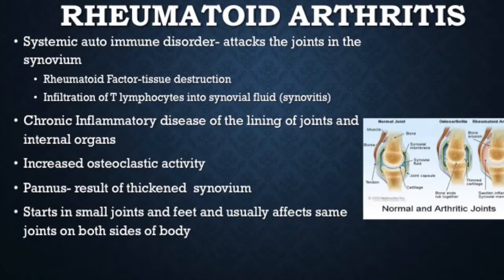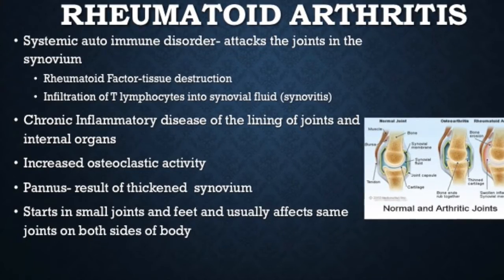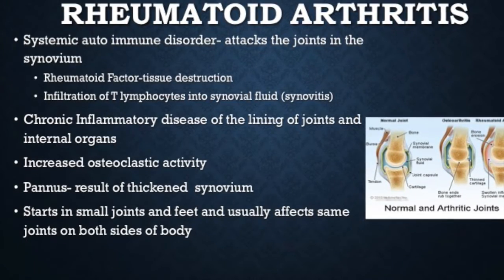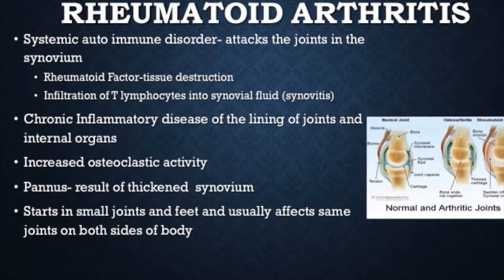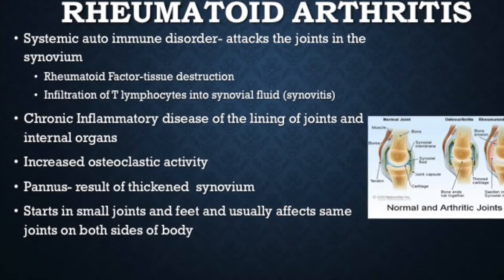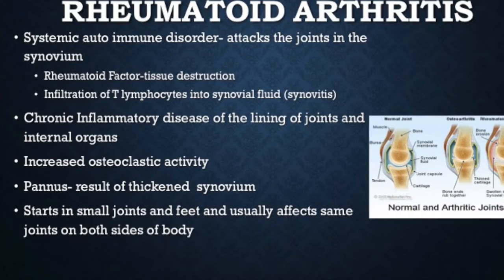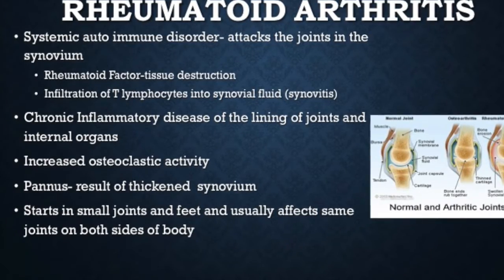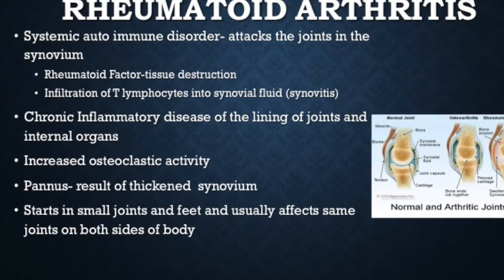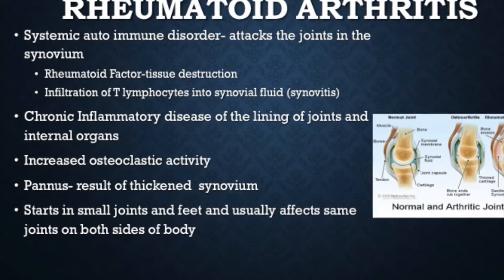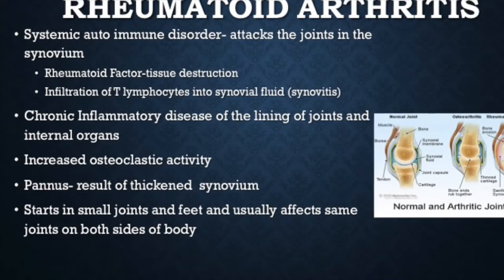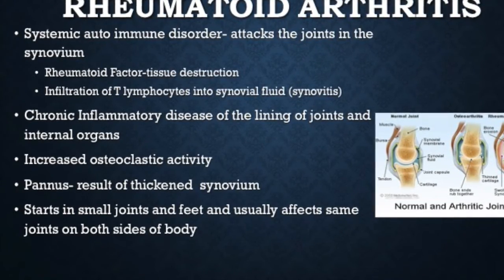This is why rheumatoid arthritis is known as a chronic inflammatory disease of the lining of the joints and internal organs. And there is increased osteoclastic activity. This means that the osteoclasts are highly active, and what they do is they take the calcium from the bone and release it back into the bloodstream. So what this does is cause an erosion of the bone.